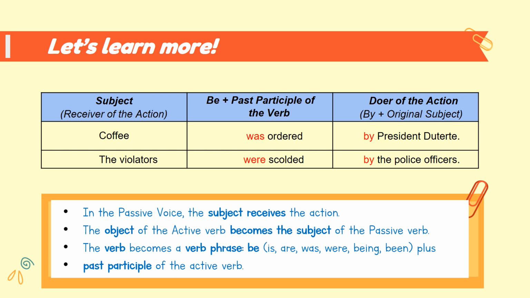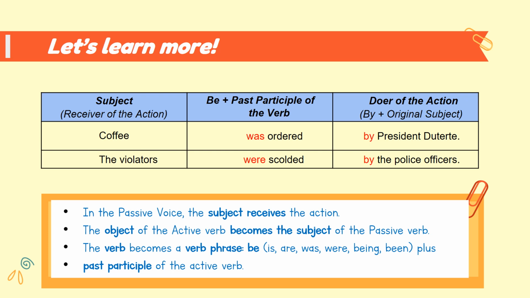In the passive voice, the subject receives the action. The object of the active verb becomes the subject of the passive verb. The verb becomes a verb phrase. The be verbs is, are, was, were, being, been, plus past participle of the active verb.